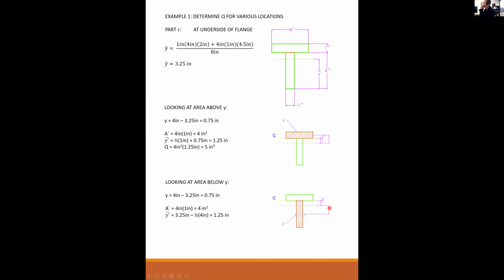So Y bar here is 1¼ from the center of gravity of the whole section to the center of gravity of the hatched area is 1¼ inches. And so Q is equal to the same 5. That's how you check this. It should be exactly the same from the top or from the bottom.